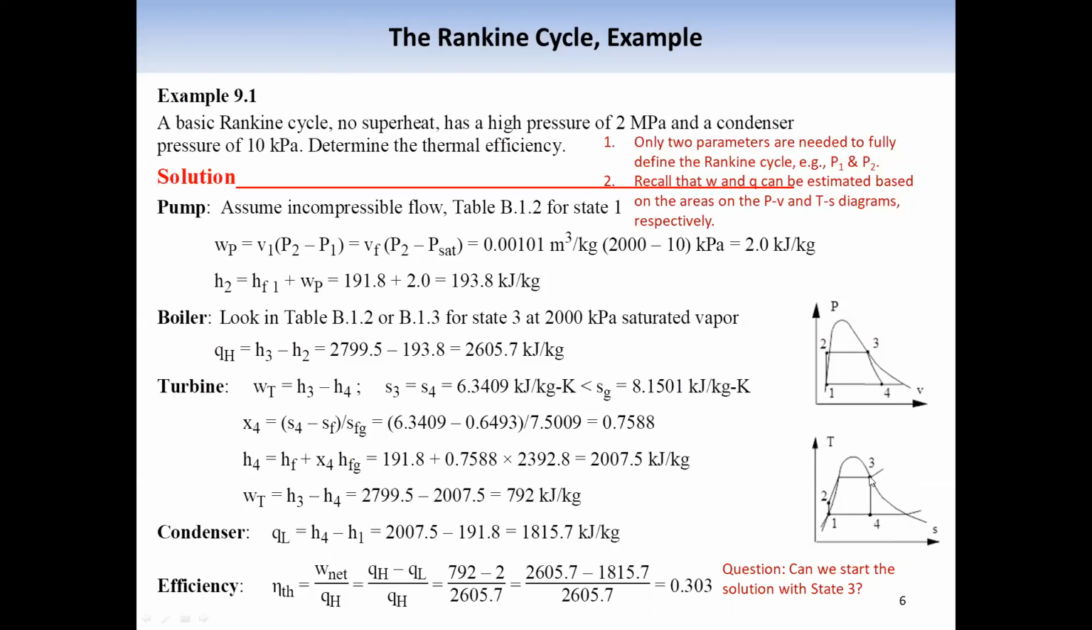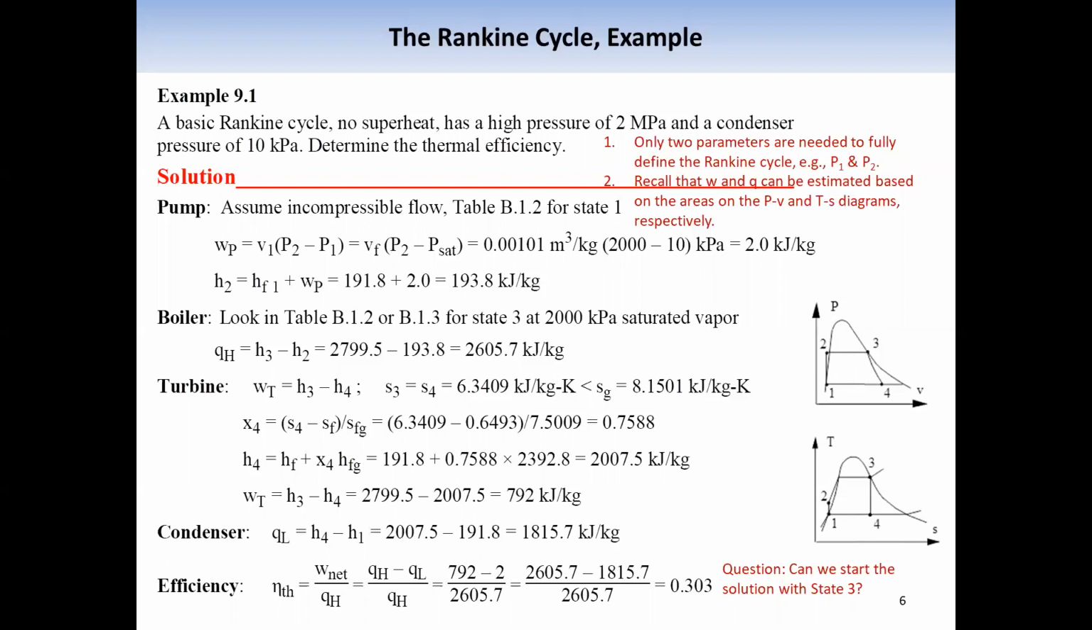Then for the turbine, it's a vertical line down. Entropy for state 4 equals the entropy for state 3. Furthermore, the pressure is known, so everything else is known. So that fully determines the state.